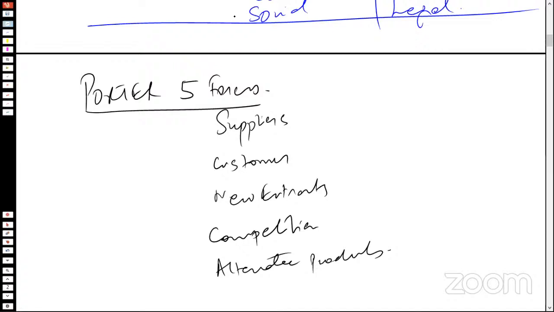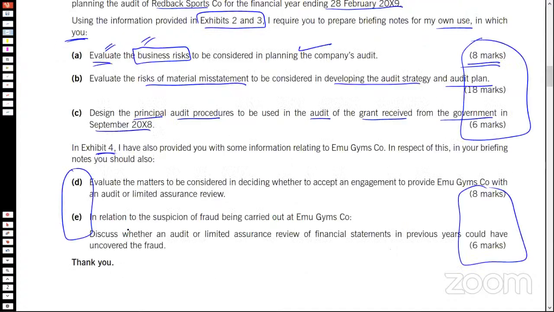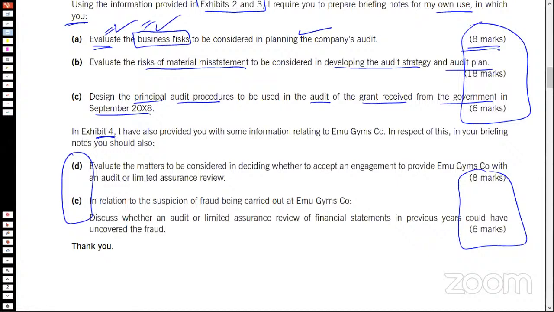Okay, so that is also one of the approaches of identifying the business risk, that ultimately the organization won't be able to achieve its objective. So this is something that you could do. Now, one of the requirements of the question is that you need to evaluate the business risk to be considered in planning the company's audit. So we would talk about the different business risks being faced by this entity. Another requirement of this question is to evaluate the risk of material misstatement to be considered in planning the audit strategy and audit plan.